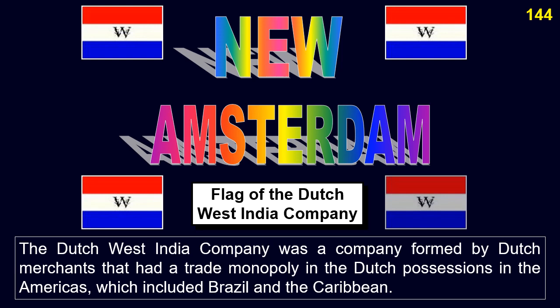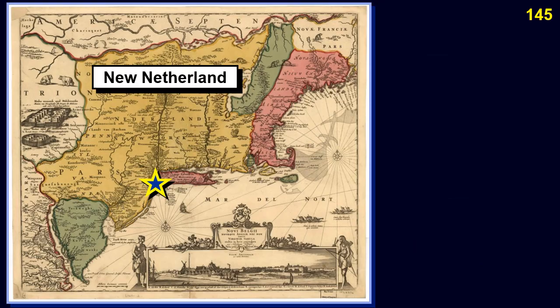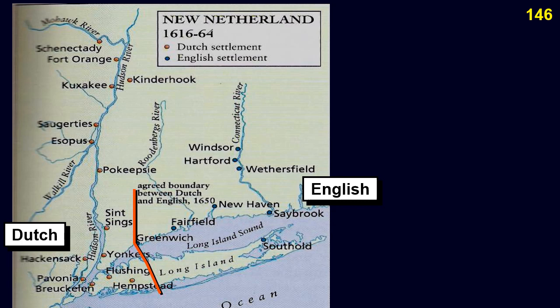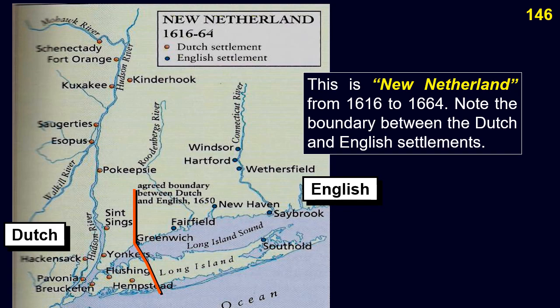The Dutch West India Company was a company formed by Dutch merchants that had a trade monopoly in the Dutch possessions in the Americas, which included Brazil and the Caribbean. This included not just New Amsterdam, but the entire large territory of New Netherland that had been claimed by the Dutch. This is New Netherland from 1616 to 1664. Note the boundary between the Dutch and English settlements.